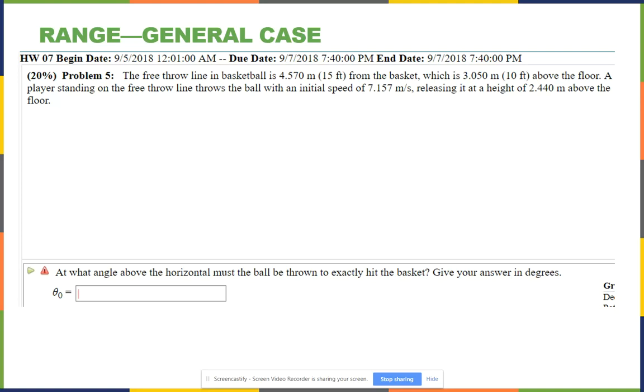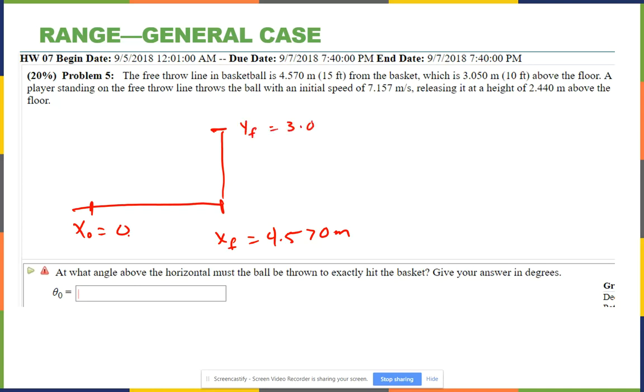So let's do this. The free throw line is 4.57 meters or 15 feet from the basket. So we're going to have somebody at the free throw line. And here's where the basket is. And the basket is a height of 3.050 meters above the floor. A player standing on the free throw line throws the ball with an initial speed of 7.157 meters per second, releasing at a height of 2.44 meters above the floor.